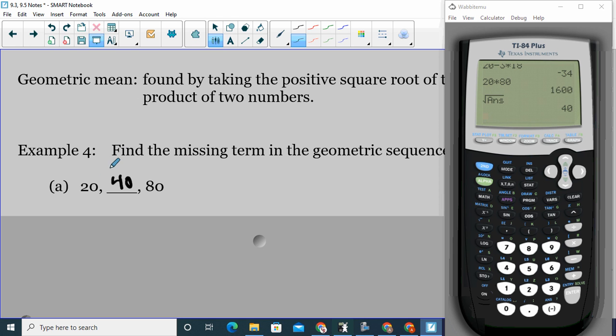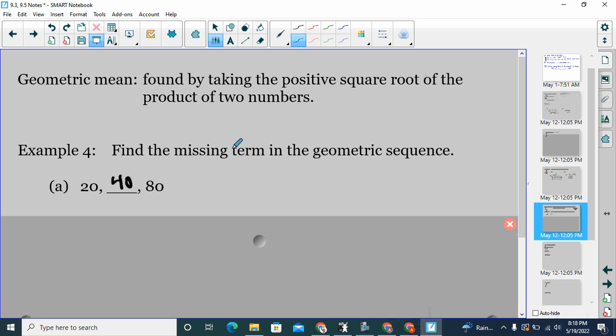Notice times 2, times 2. So multiply the numbers together, take the square root. That will give us the missing term of a geometric sequence. Technically, it could be negative 40 as well, times negative 2, times negative 2.